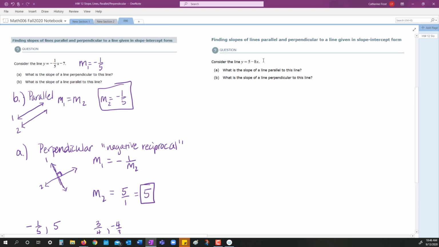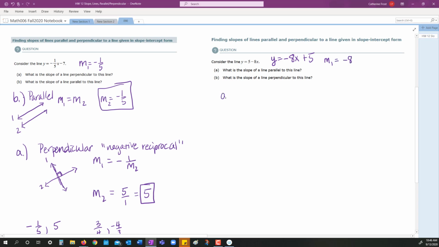This one is actually not quite in slope-intercept form: y equals 5 minus 8x. To really be in slope-intercept form, we would want it to be in the correct order, with the x term first: -8x plus 5. But as long as you remember that the slope is what is being multiplied by x, you're fine. So the slope here, for m1, is -8.